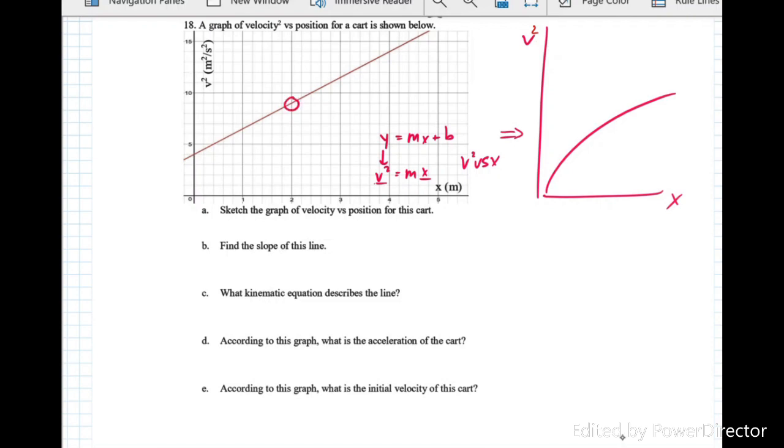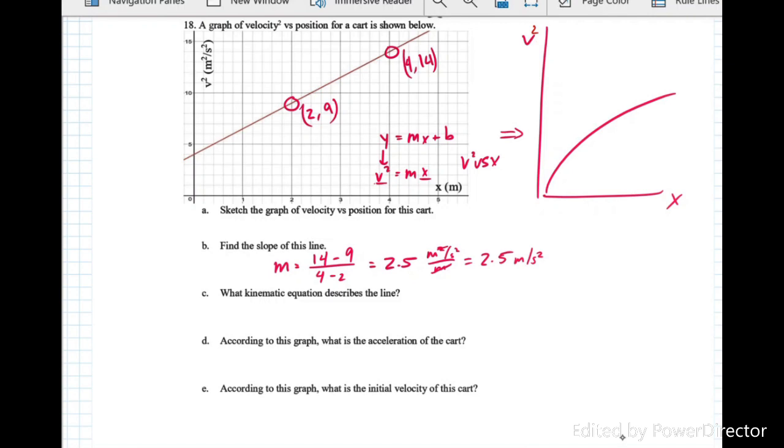Find the slope of the line. I'm going to choose that point, which is 2 and 9. That point, which is 4 and 14. 2, 9, 4, 14. Slope is y2, 14, minus y1, 9, divided by x2, 4, minus x1, 2, giving me a slope of 2.5. And the units for that, meters squared per second squared, my v squared values, divided by meters, or 2.5 meters per second squared.